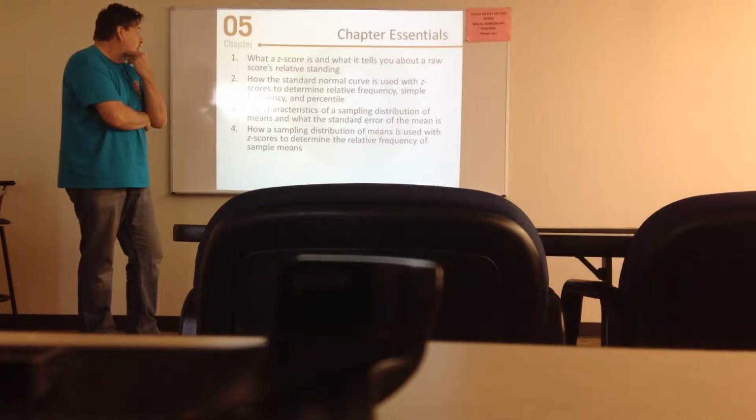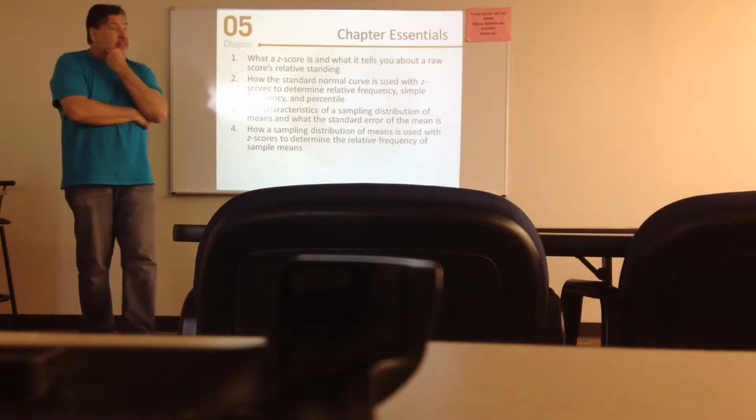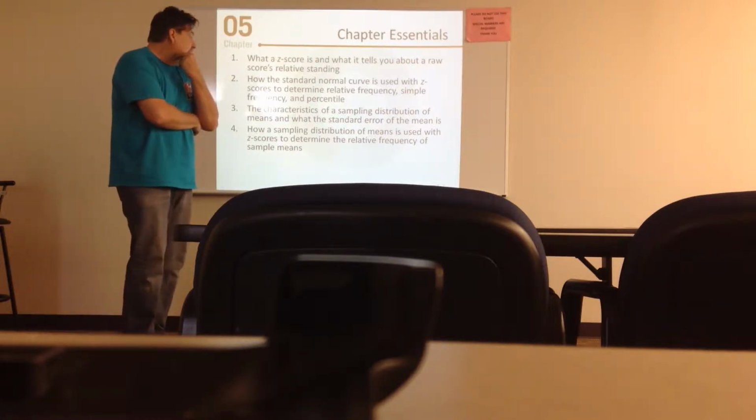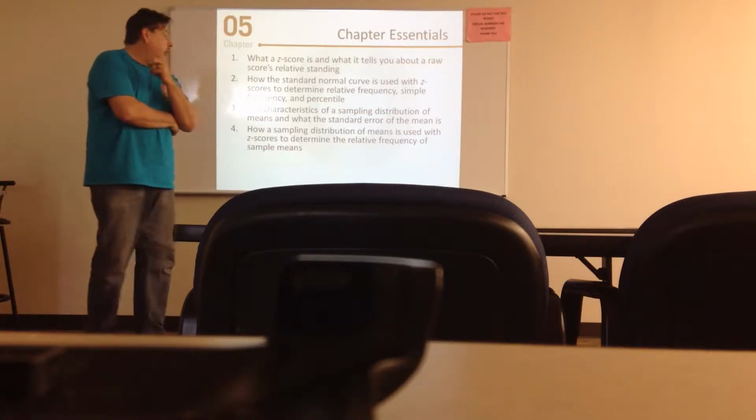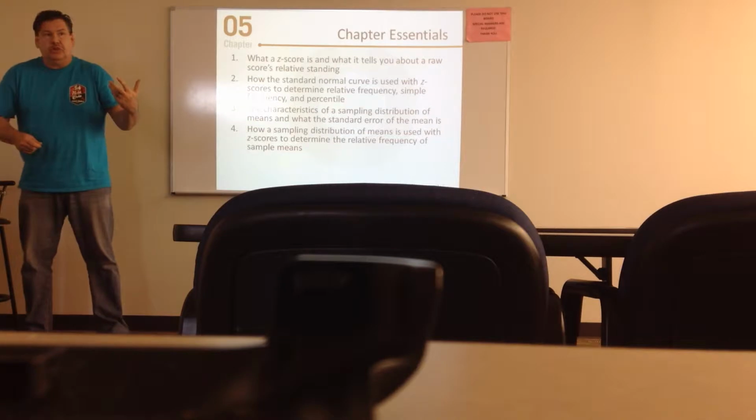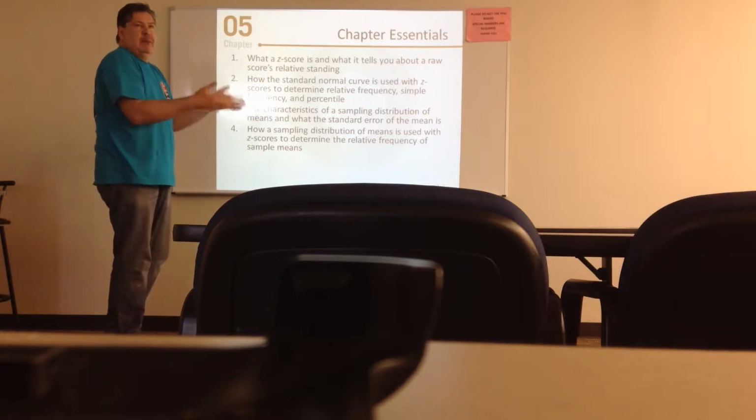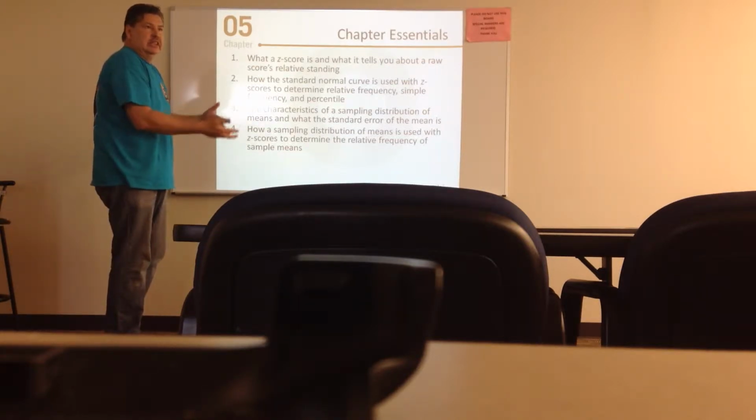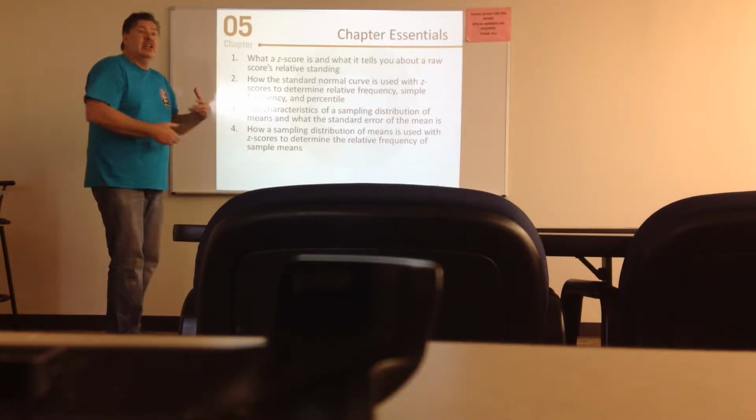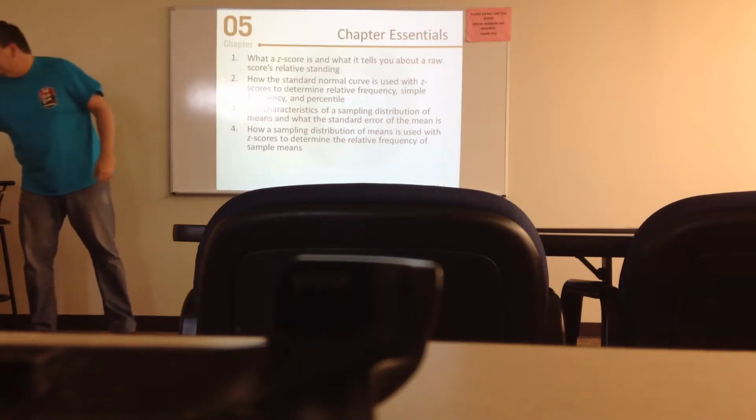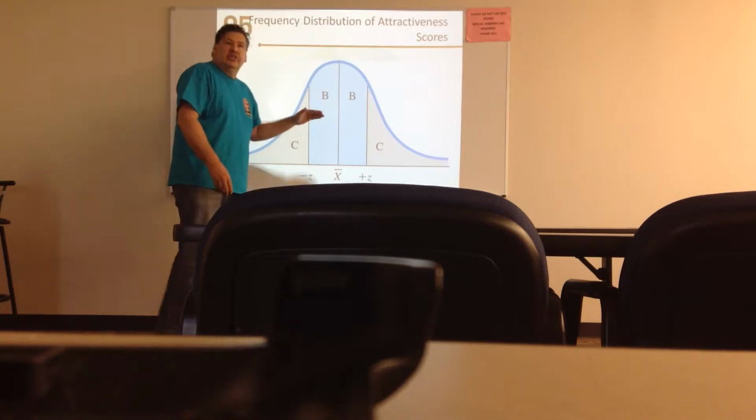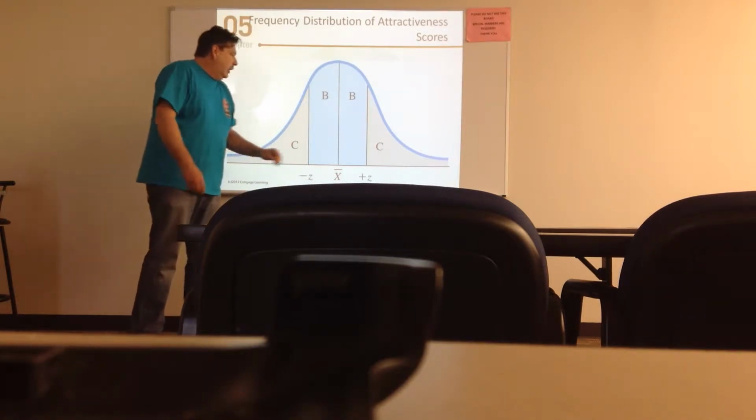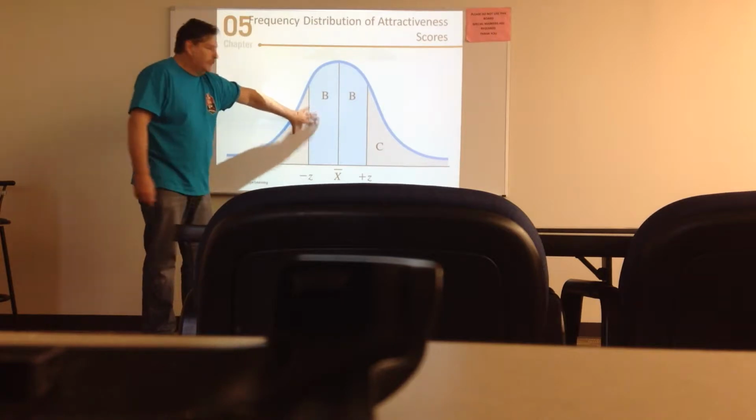Characteristics of sampling distributions, means, standard error of the mean, how sampling distributions of means are used with Z-scores to determine the relative frequency. So the relative frequency, this is about the same thing as a frequency distribution. It is a frequency distribution. We're just standardizing this and putting it on a normal distribution. This is a normal distribution, and this is called the Z distribution. We have a positive side here, and we have a negative side here.